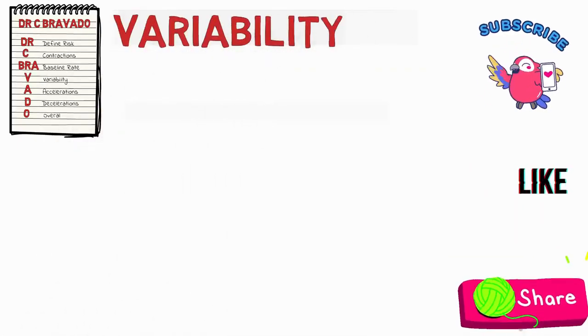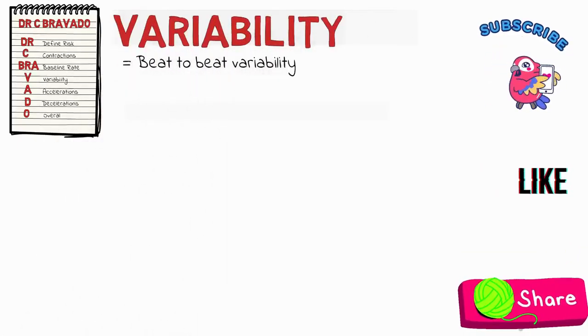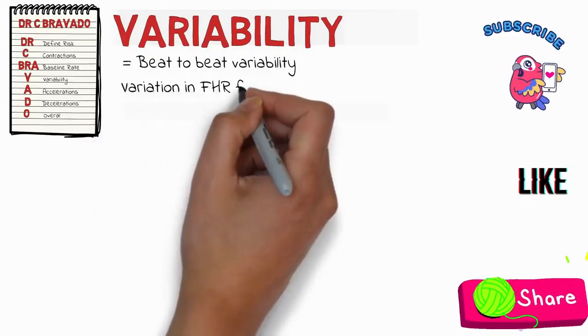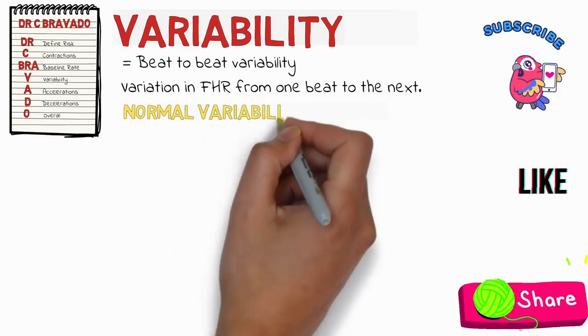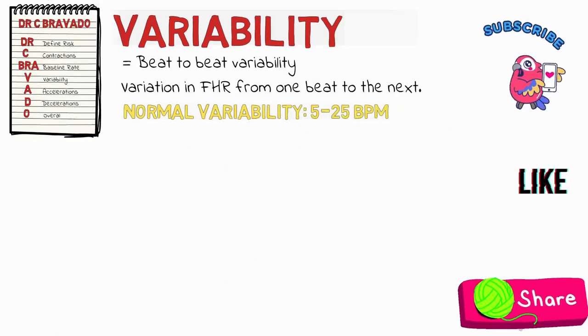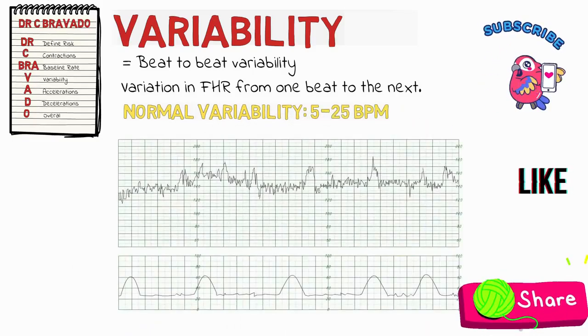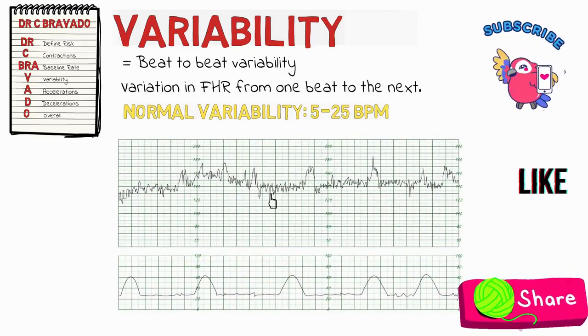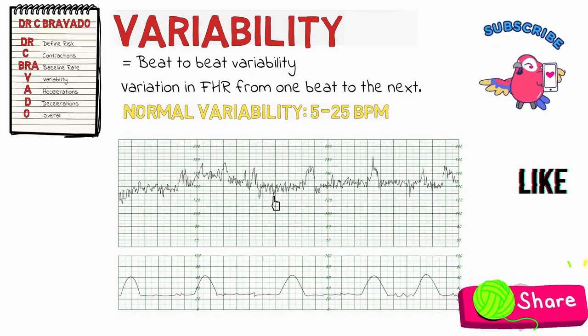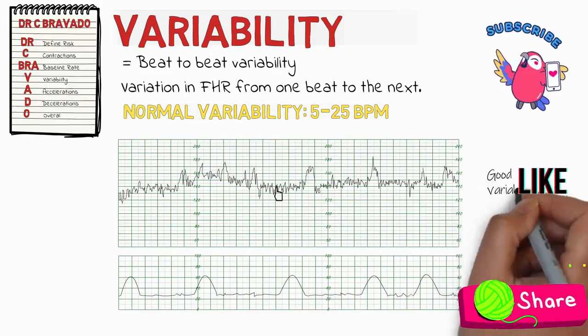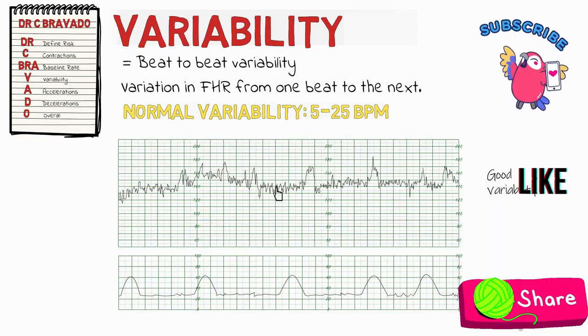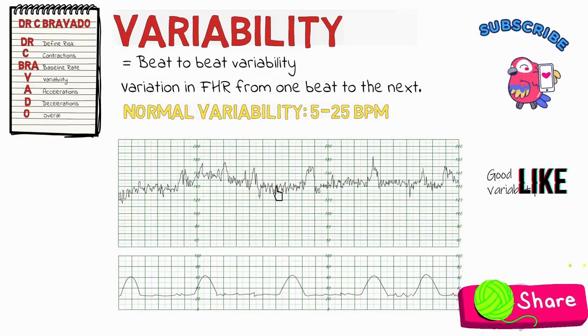Good. So next we've got variability. This is also referred to as beat-to-beat variability, which is the variation in the fetal heart rate from one beat to the next. The normal variability range is from 5 to 25 beats per minute. So let's look at this CTG. Basically we're looking at how much the trace is moving up and down along the baseline. This CTG has good beat-to-beat variability, which is certainly greater than 5 beats per minute.